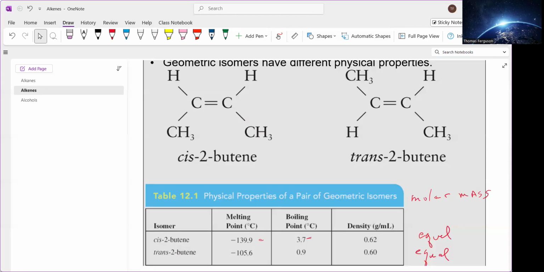As far as physical properties go, it's similar, but not the same. Chemical properties, similar, but not the same.